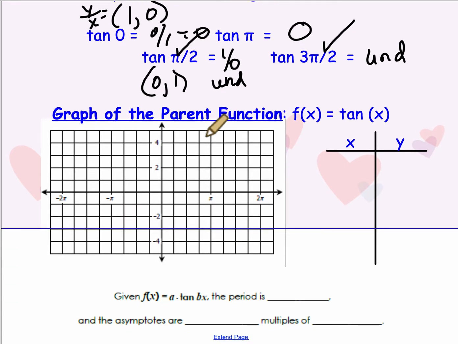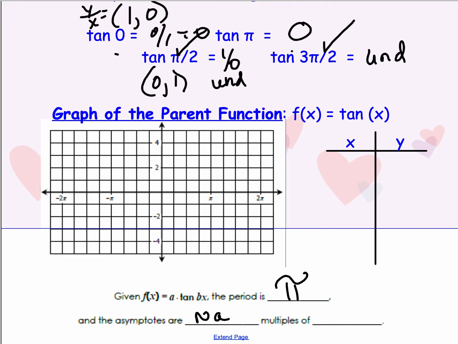Another thing that's a little bit different is the period of the function. From 0 back to 0, it was exactly pi. So the period of the tangent function is pi. And guess what? It doesn't have an amplitude. Not applicable, and we'll see why when we graph it. Because the period is pi, we're going to use some different points for our function than we normally were using for sine and cosine.